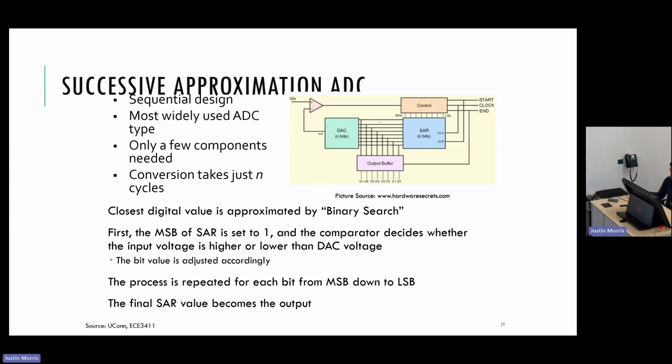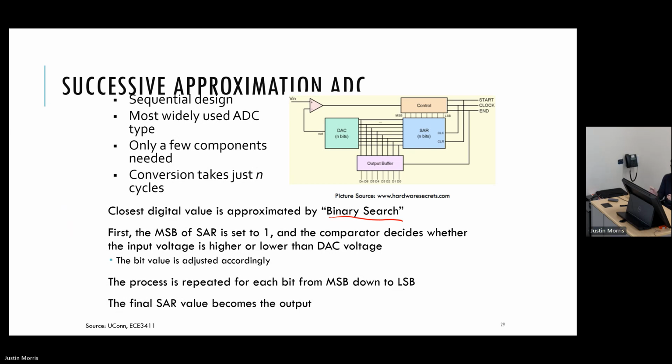So this one is the last one that we'll cover. And this is, again, a sequential design, but we're going to go about it a little bit more cleverly. So rather than just starting from the bottom and then incrementing until we get to the top, this one is going to implement a binary search algorithm, and it's going to start from the middle.